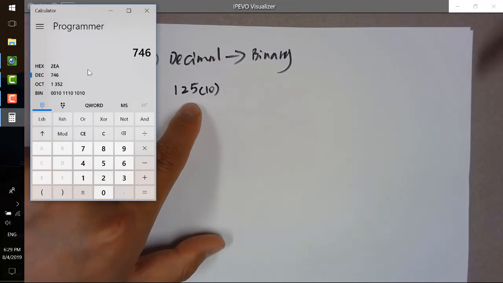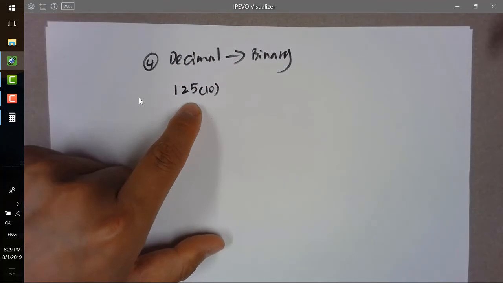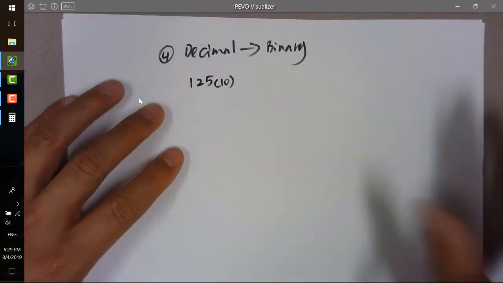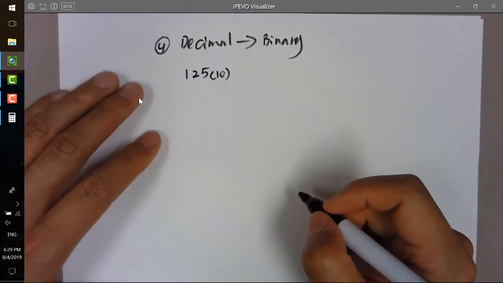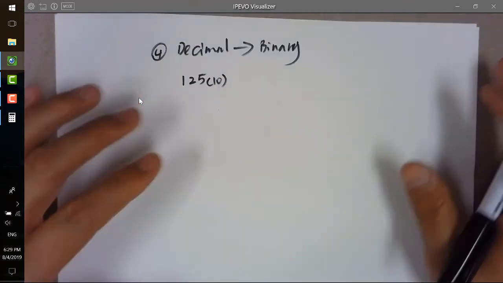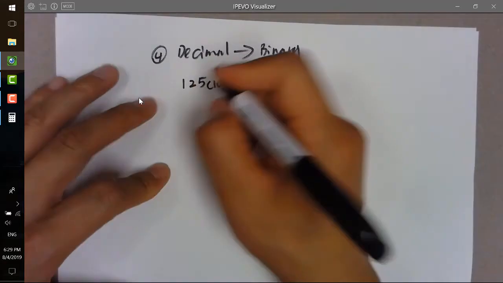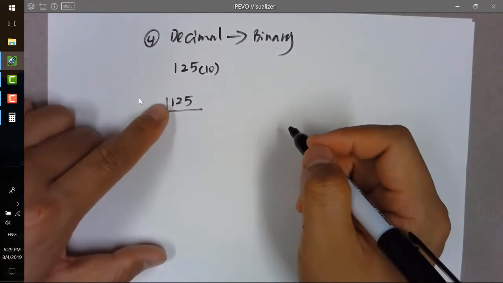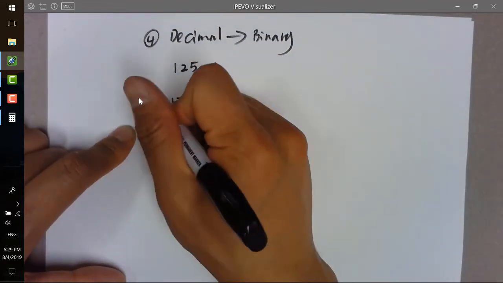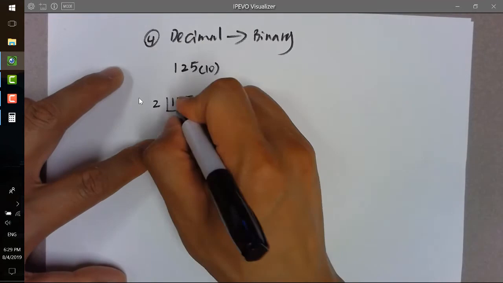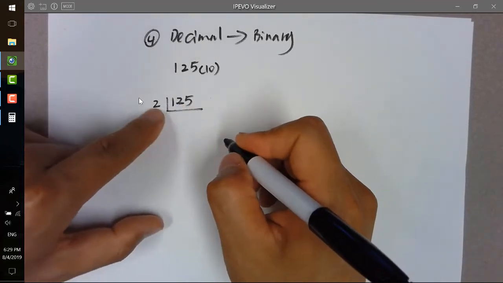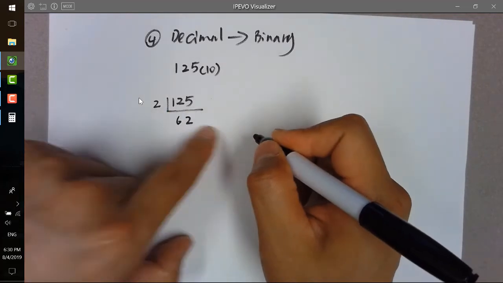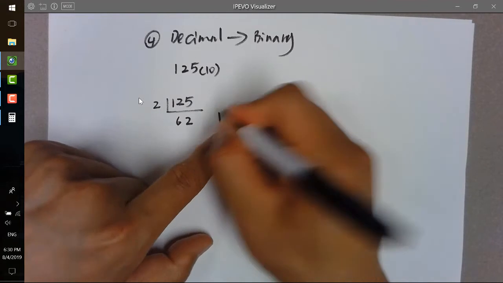Of course, you can use a calculator to do it. However, we are trying to learn how to understand it manually, okay? So I'm going to show you how I do it, and then I will explain why that makes sense. So let's take a look. 125, when we convert it into a binary number, the first thing we do is divide it by 2, and we get a result, which is 62, and the remainder is 1.